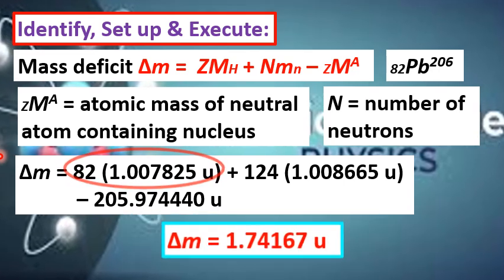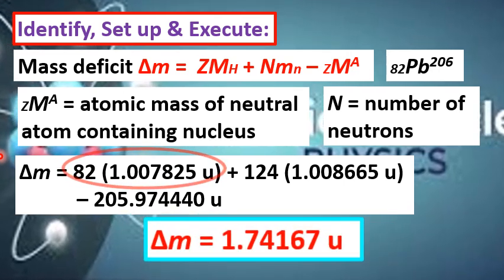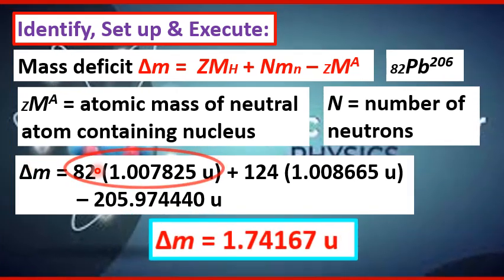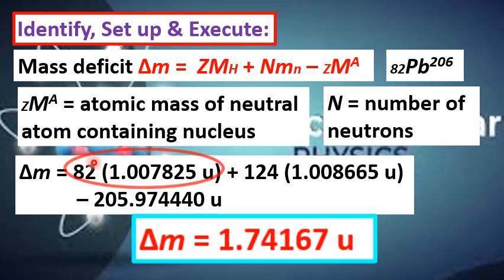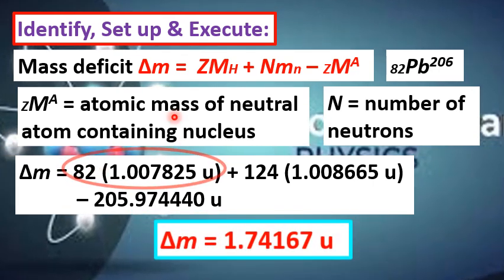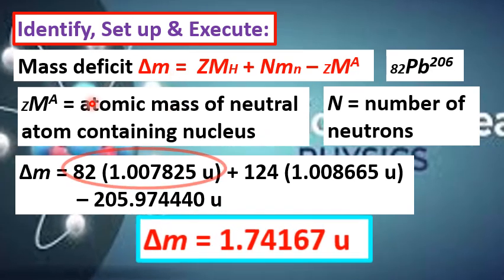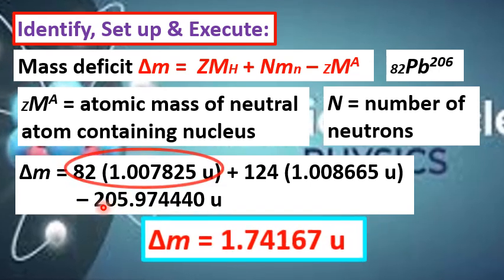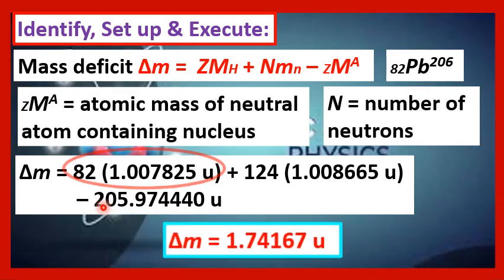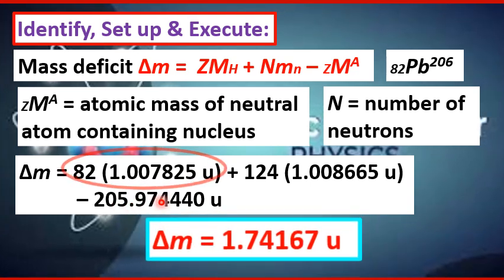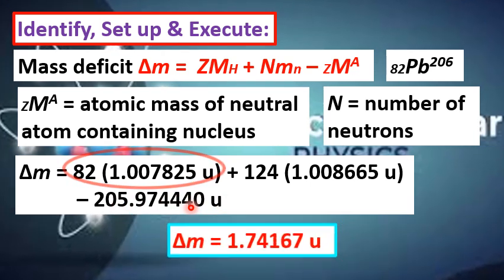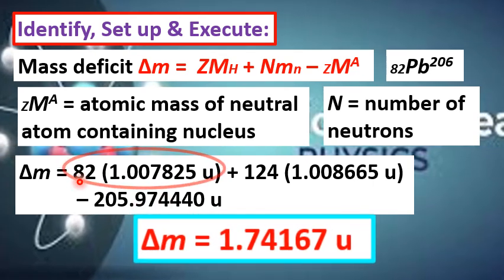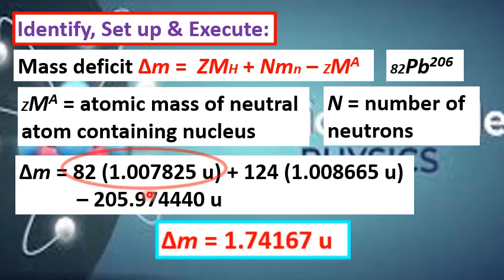This is because we wanted to eliminate the atomic masses of the 82 electrons that is included in this atomic mass of the neutral lead-206 atoms. Right? So the atomic mass of lead-206, which is 205.974440 atomic mass unit, includes the mass of 82 electrons, right?